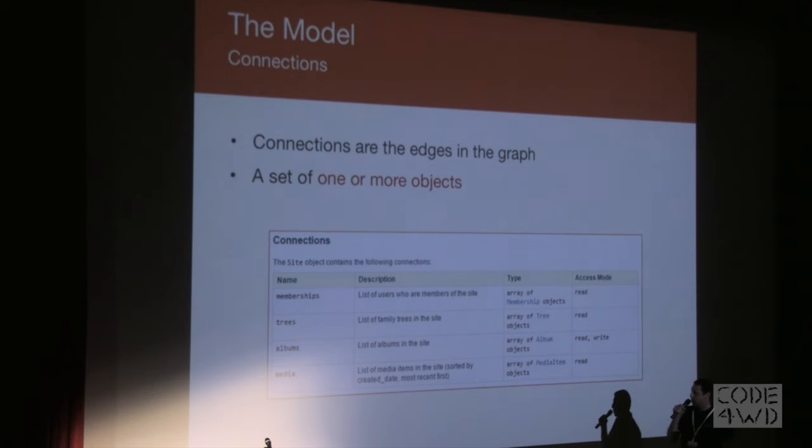So this is an example of the site object. This is a list of all the various connections. The site can have multiple trees, multiple albums, multiple media files. Each one of them is an array of albums in the system. And like these, any one of these can be read or written to.